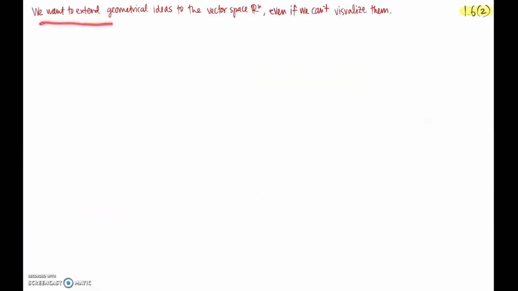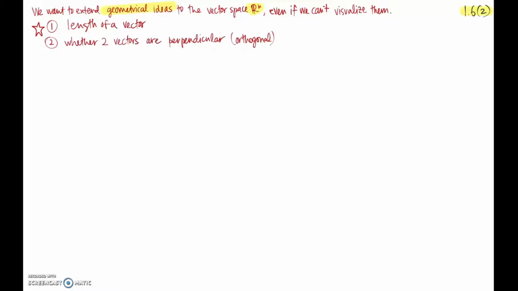So we want to extend the geometrical ideas to the vector space Rn, even if we can't exactly visualize these. They'll be helpful in a lot of ways in the future. And the two that will really be helpful to know are the length of a vector and whether two vectors are perpendicular, and another word for perpendicular is orthogonal. So these two ideas we want to definitely have a good grounding on.